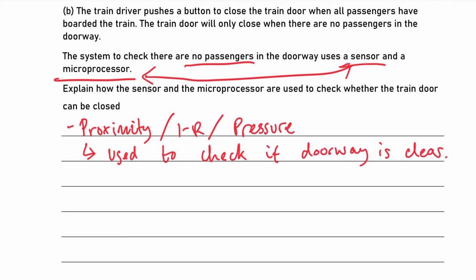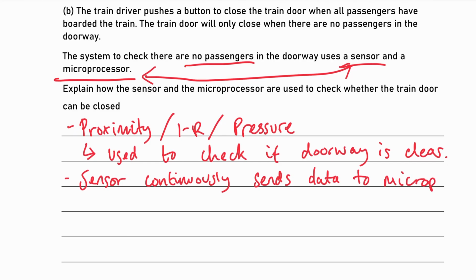You also need to state, and this again goes for most of these questions, the sensor continuously, so this is the key word, continuously sends data to the microprocessor. So again, no matter what scenario this is in, the sensor and the microprocessor will always have this going on. No matter what the scenario is, always get this point in there.